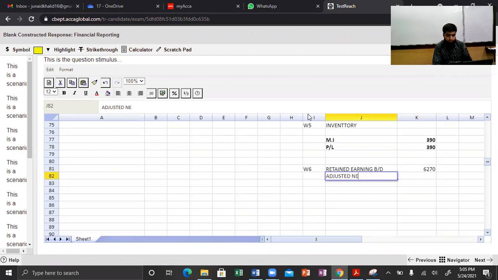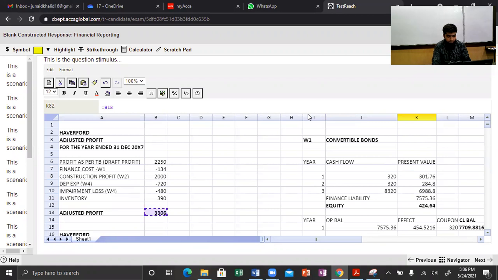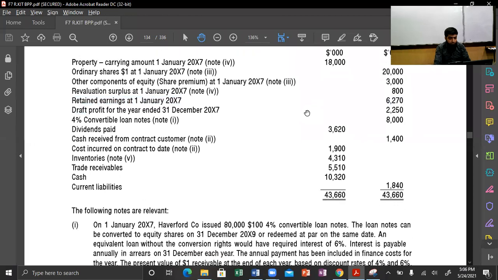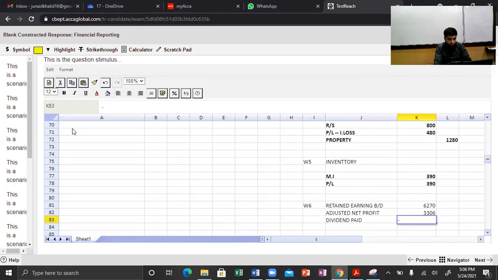During the year, the adjusted net profit is transferred. The adjusted net profit which we have calculated is 3306. That is going to be added to the opening retained earning balance. Then the dividend paid is the amount of 3620. That is minus 3620, as it will reduce the retained earning balance.